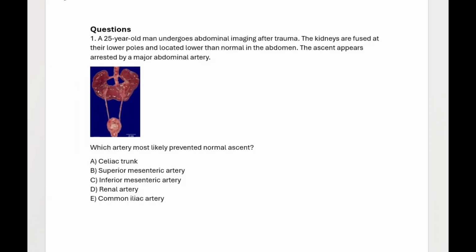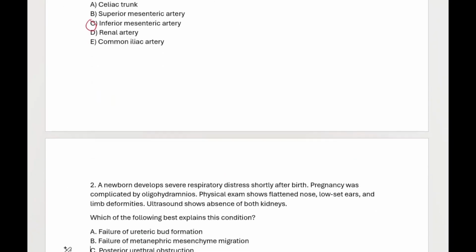A 25-year-old man undergoes abdominal imaging after trauma. The kidneys are fused at the lower poles and located lower than normal in the abdomen. The ascent appears arrested by a major abdominal artery. Which artery most likely prevented normal ascent? As I mentioned earlier, looking at the image, this patient has a horseshoe kidney, and the vessel is going to be what? Inferior mesenteric artery. And moving on to the next question.